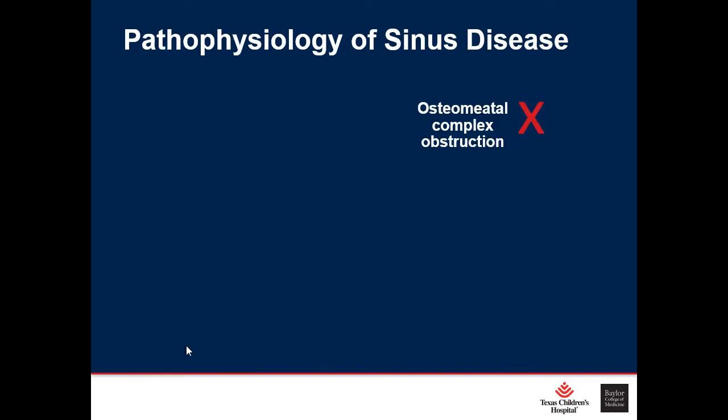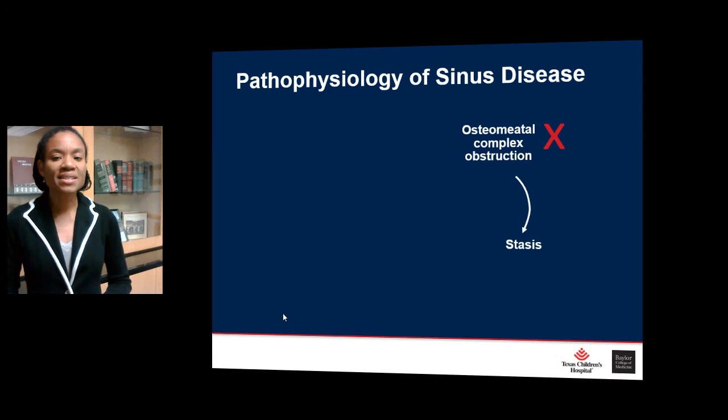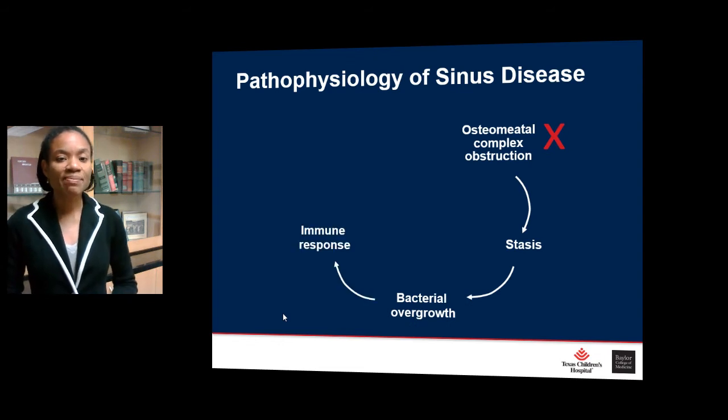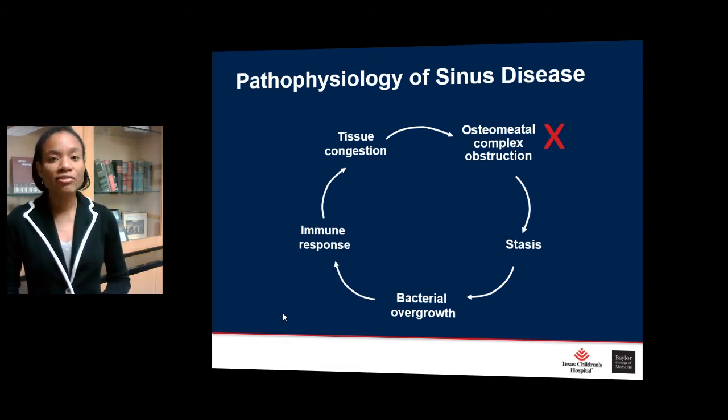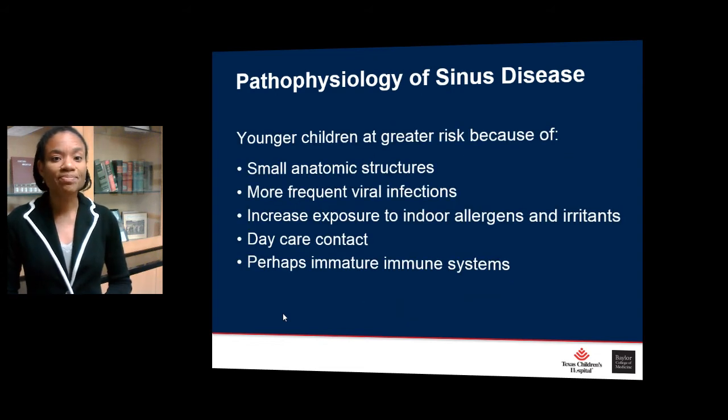If there is obstruction at the osteomeatal complex, there is stasis of secretions within the sinuses themselves. This leads to bacterial overgrowth inside the sinus. An immune response is triggered. There's tissue congestion that results, and this in turn further worsens the osteomeatal complex obstruction, and you can see how we end up in a vicious cycle.